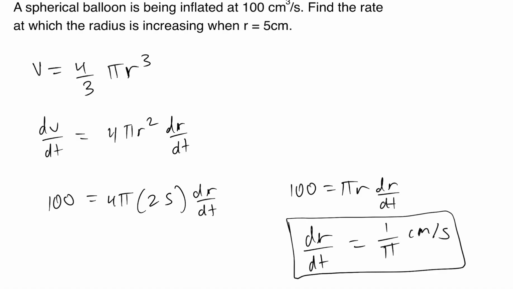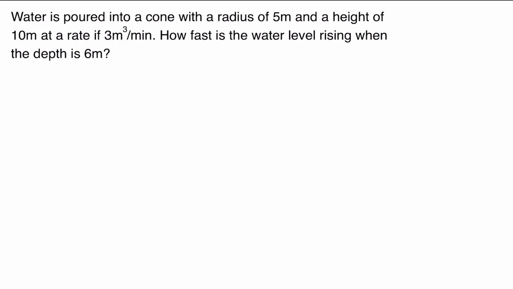Let's try one last problem together. So water is poured into a cone with a radius of 5 meters and a height of 10 meters at a rate of 3 meters cubed per minute. How fast is the water level rising when the depth is 6 meters? So first, we need to once again use our equation, which in this situation is going to be the volume equation. So volume here is going to be 1 over 3 pi r squared times height. So this is going to be the volume for a cone.